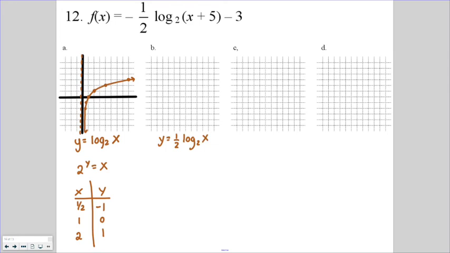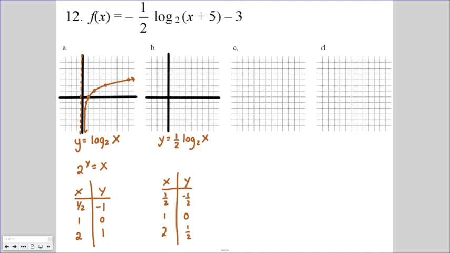And so all I'm going to do is take those ordered pairs from my first table, and I'm just going to multiply the y values by 1/2. That's all I'm doing. So the x values don't change. The y values get multiplied by 1/2. So I get negative 1/2, 0, and then 1/2. So I'm just dividing essentially all the y values of that parent function by 2. So let's do that and see what happens.